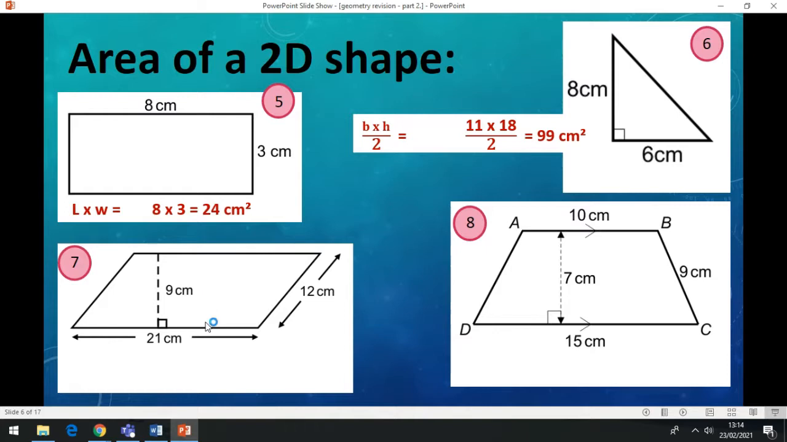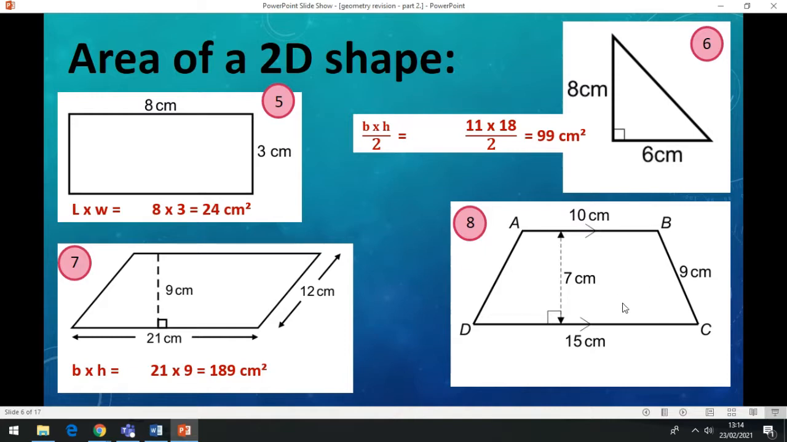Question 7, area of parallelogram is the base times the perpendicular height. So in this case it would be 21, which is the base, times the perpendicular height, which is 9, to give us 189 centimetres squared. Now, most GCSE questions I've seen where they've asked you to work out the area of a parallelogram show the sloping side as well. Please don't be fooled, okay? Always use the perpendicular height.